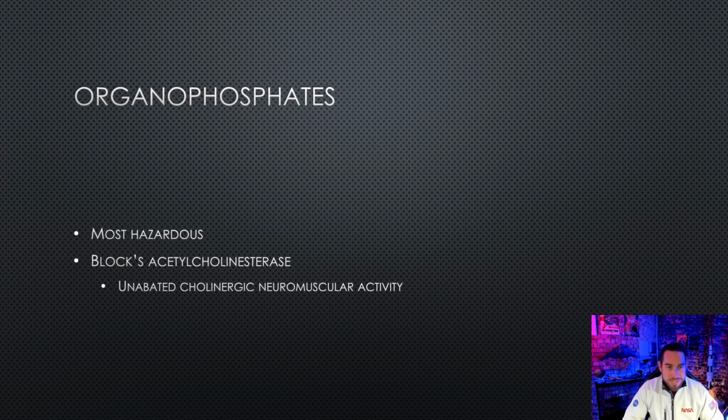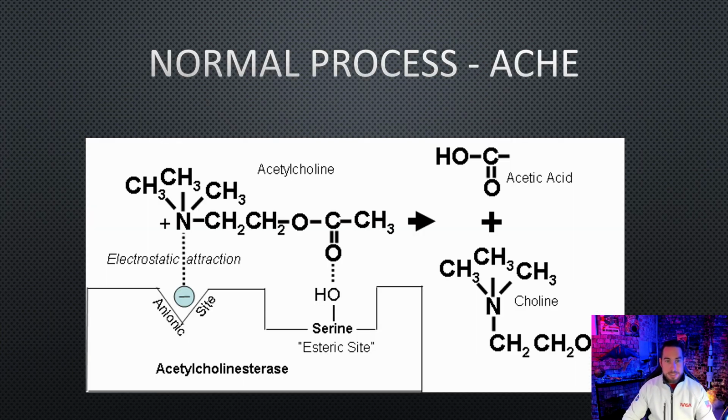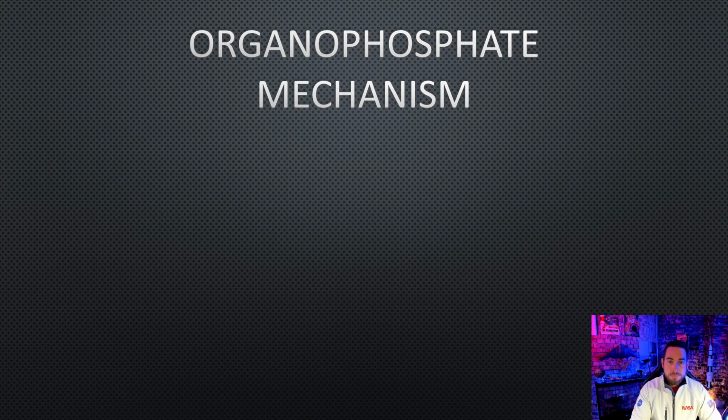It blocks acetylcholinesterase, which leads to unabated cholinergic neuromuscular activity, which can be absolutely deadly. All right, so at baseline, what happens? You have your acetylcholine molecule right here, and it gets attracted to acetylcholinesterase through an electrostatic attraction. So it binds to this anionic site and the esteric site. Once it binds to acetylcholinesterase, it gets cleaved, and it breaks into acetic acid and choline. And this happens in milliseconds. About 20 milliseconds after introduction of acetylcholine into the body, acetylcholinesterase attacks it and breaks it down. So it's a very, very quick process.